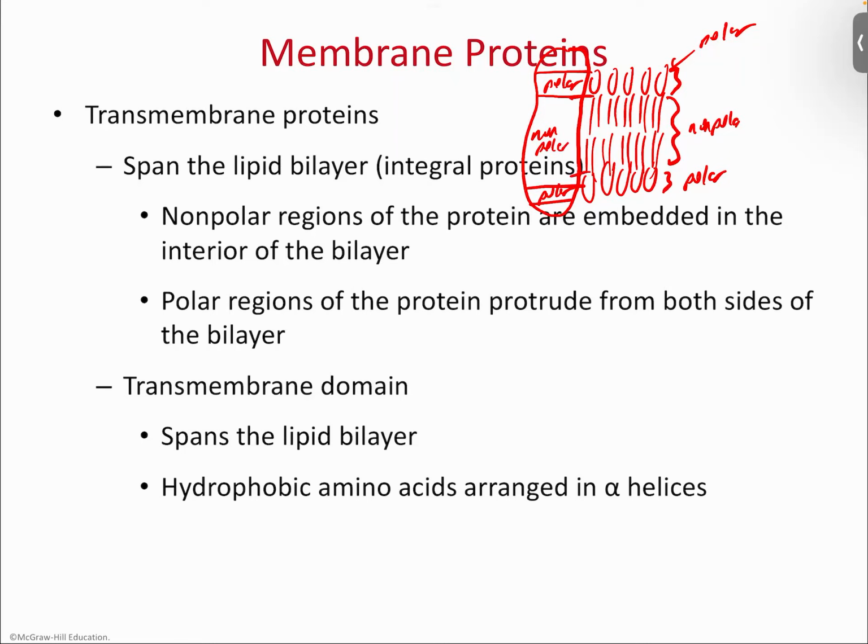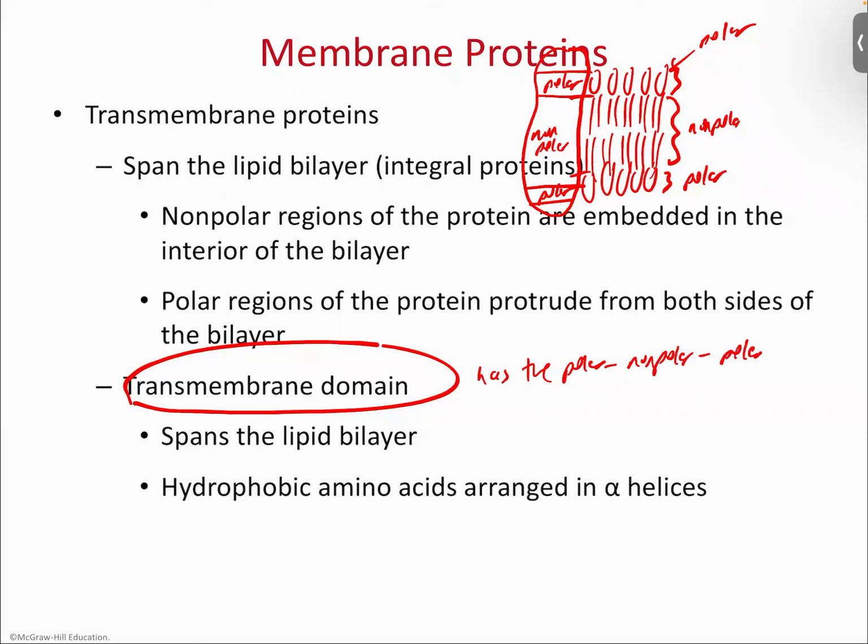Well, the problem is, in order to get this alternating striping, you have to have a domain that does that for you. And that's what the transmembrane domain does. This basically has the polar, nonpolar, polar striping needed to insert.